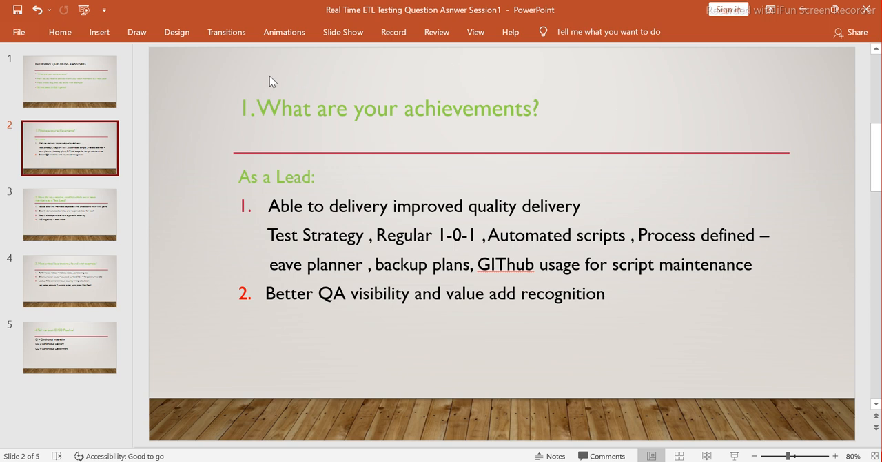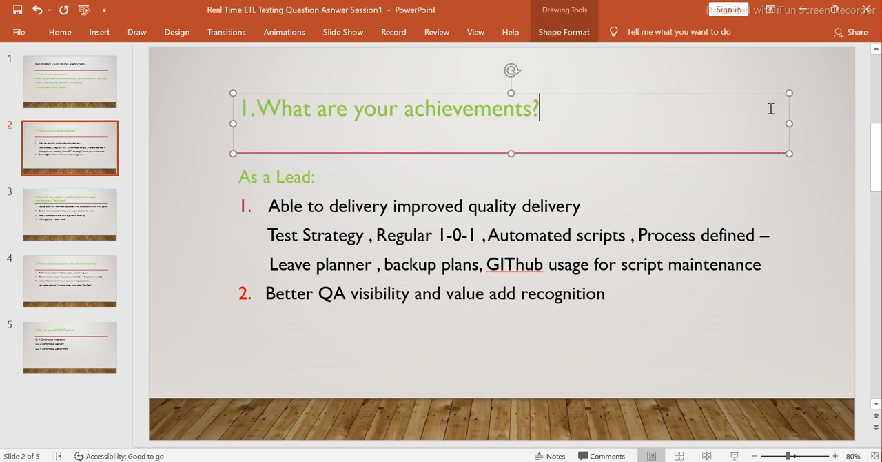As I said, this question is at an experienced level. So you can say that as a test lead, my achievements are that I was able to deliver with improved quality. Previously, when I joined the project, the processes were not in place properly, and there were a lot of hiccups within the process itself, and hence there were some issues. Let me tell you how I handled it.